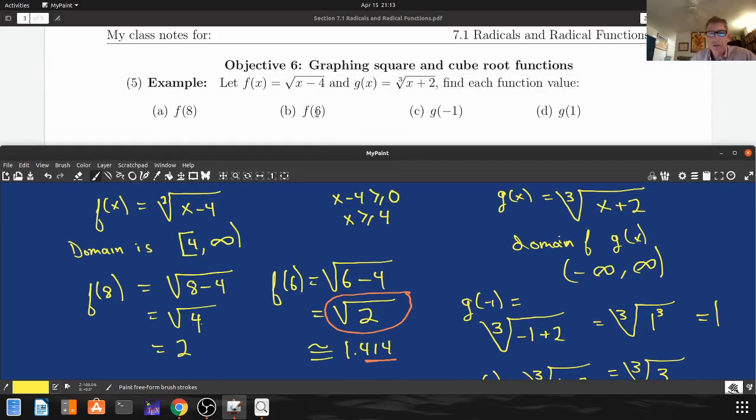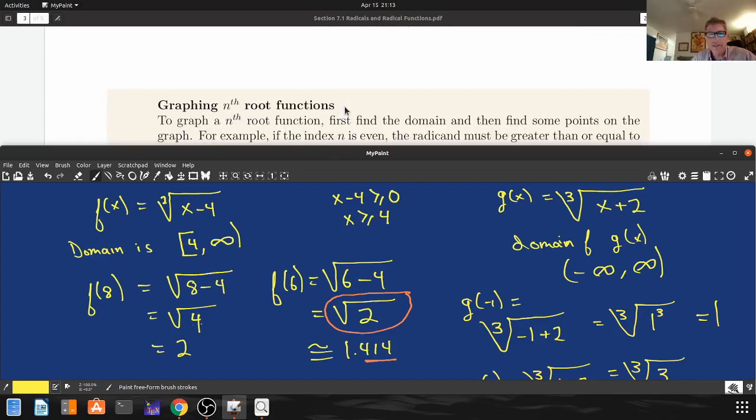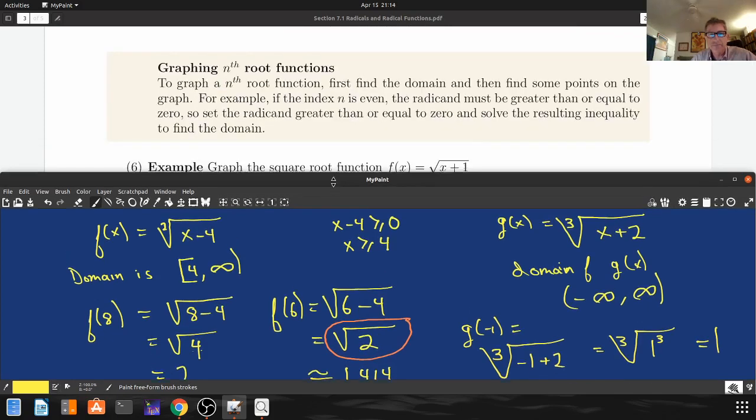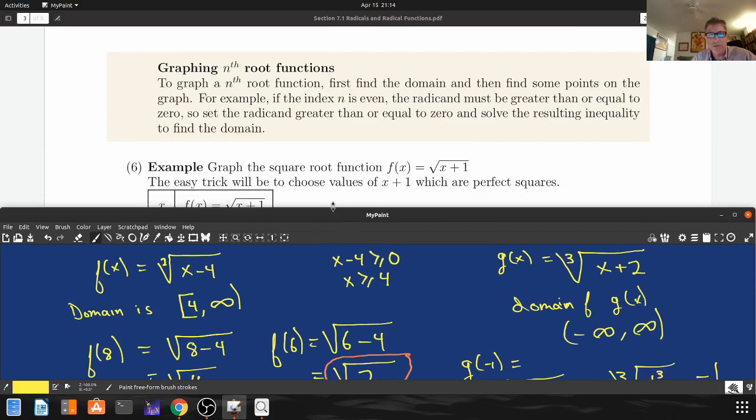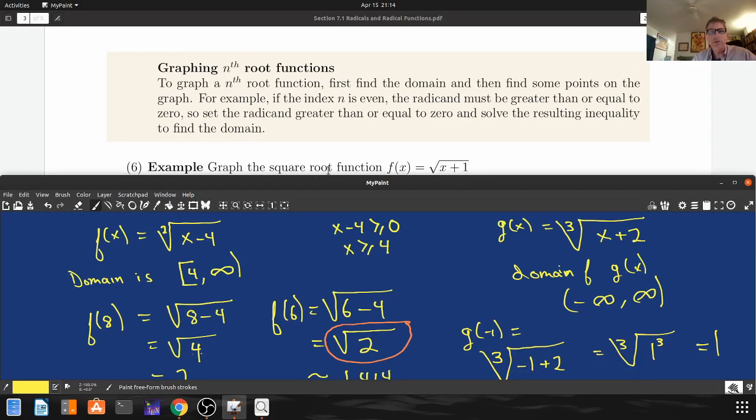Oh, yeah. So we're going to plot, I think, graphing the nth root functions. To graph an nth root function, first find the domain, and then find some points on the graph. If the index is even, then the radicand must be greater than or equal to 0. So set the radicand greater than or equal to 0 and solve the resulting inequality to find the domain, and then choose select items taken from the domain.